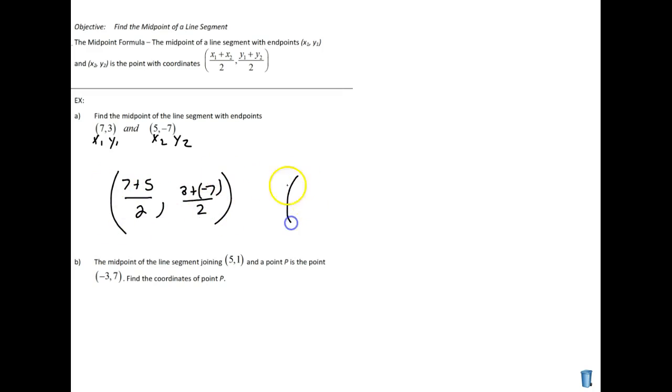I can simplify that to be 7 plus 5 is 12, 12 divided by 2 is 6, and 3 plus negative 7 becomes negative 4, negative 4 divided by 2 is negative 2. So the midpoint, if I were to plot these two points and draw a line between them, this point 6, negative 2 would be the midpoint of that line segment.